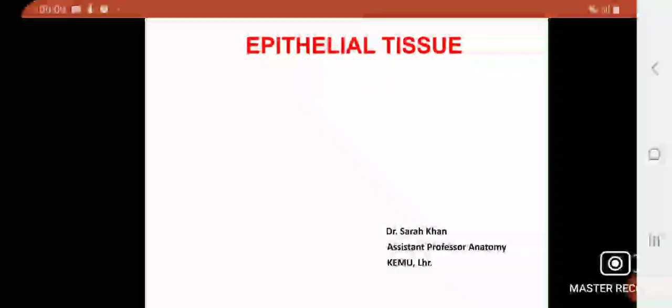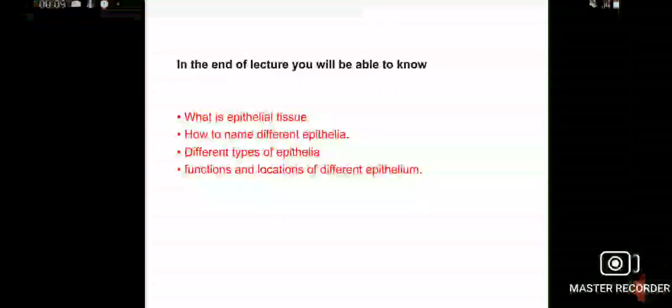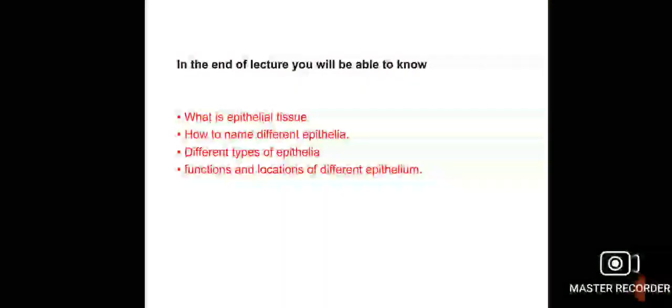Bismillahirrahmanirrahim. I'm Dr. Sara Khan, and today our topic of discussion is epithelial tissue. By the end of the lecture, you will be able to know what an epithelial tissue is, what the different types of epithelia are, how to name these different types of epithelia, and what the functions and locations of different epithelia are. So, first of all, you should know the meaning of the term tissue.